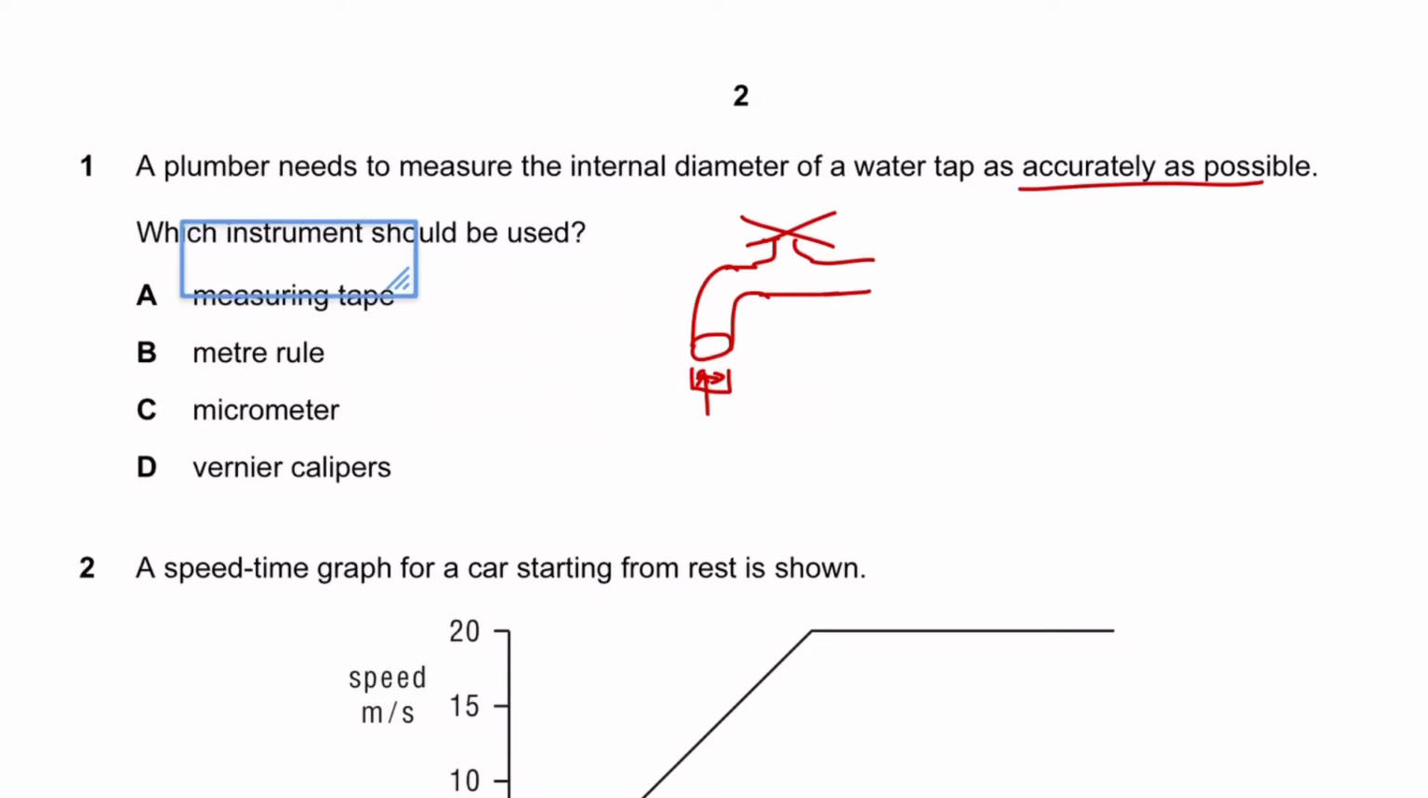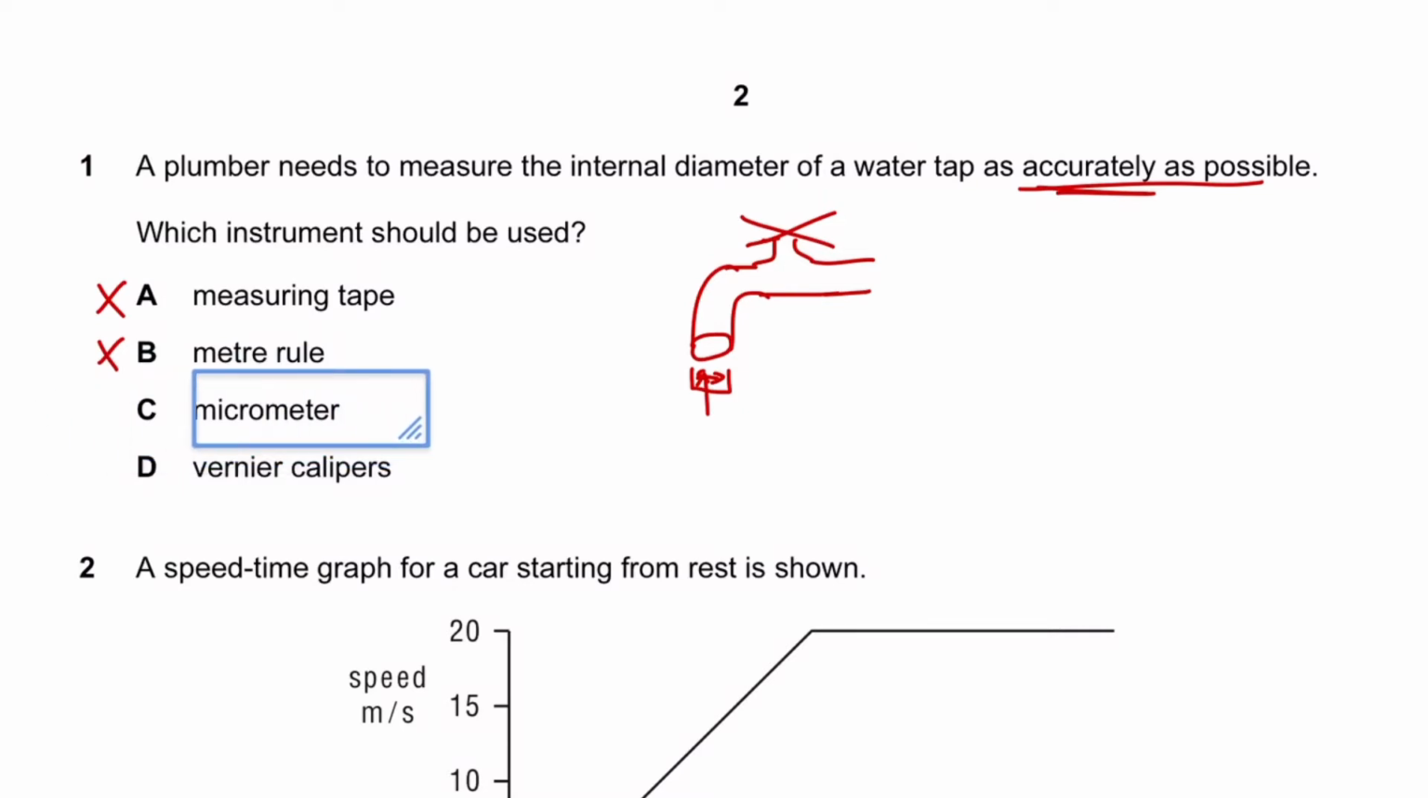So, which instrument should be used? Let me repeat again. A, measuring tape. You can measure it, but you can't measure it as accurately as possible, as the question asks here. So, it is possible, but not accurate. B, meter rule. You can measure again, but it is not the accurate way of measuring it, so B is out of the equation.